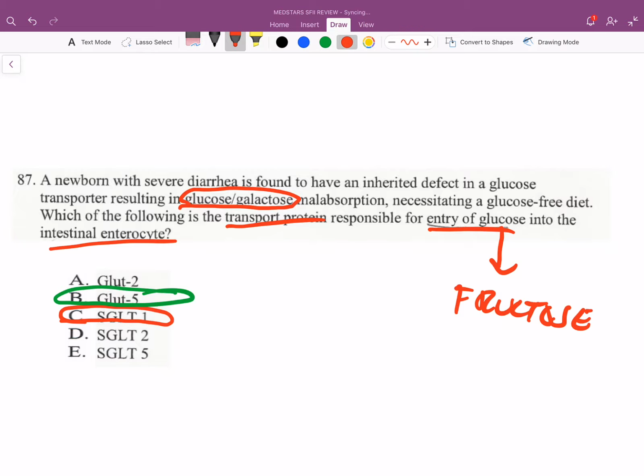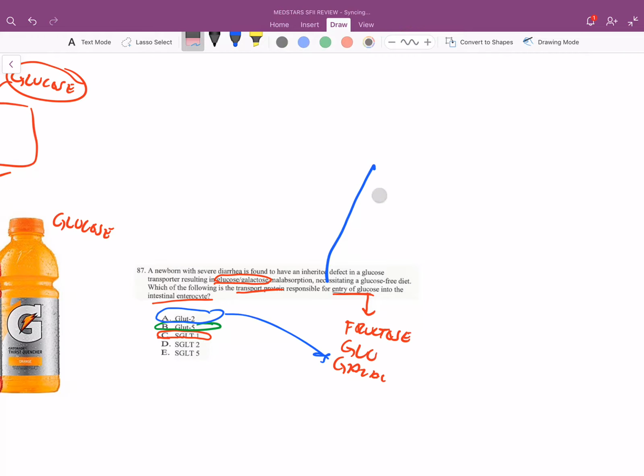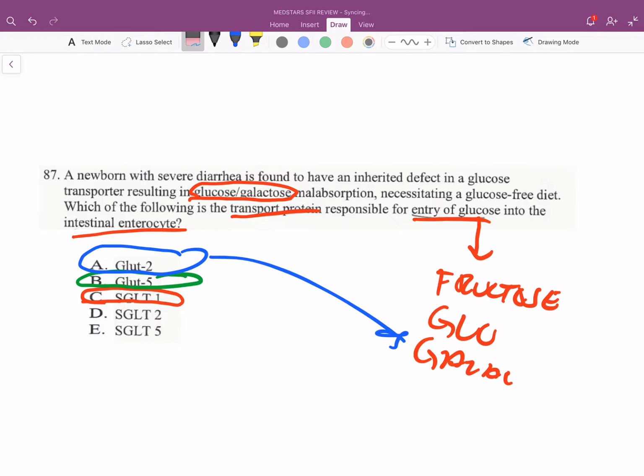If the question was asking you what transport protein is responsible for dumping out fructose, glucose, and galactose into the bloodstream, then the answer would be GLUT2, right? Yeah, GLUT2. Now I know you guys always hear me saying, "Do old questions, do old exams." This question right here, I just gave you 3 different ways they can ask this exact same question, the exact same concept.